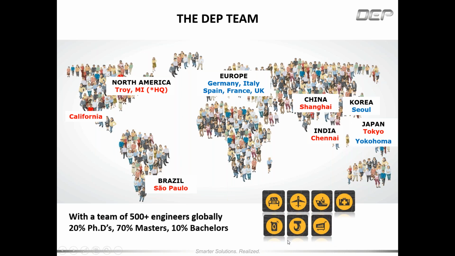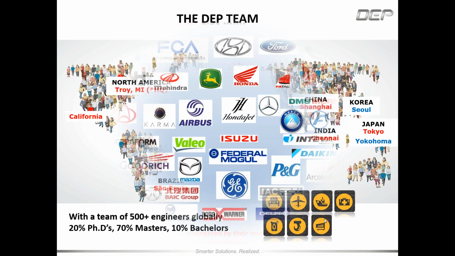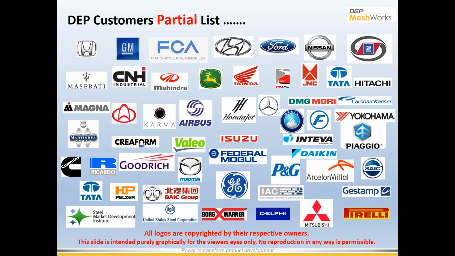So today we support customers in all the major industry portfolios, whether it's automotive, aerospace, heavy equipment, oil and gas, etc. A brief or a partial list, I should say, of all the customers that we work with on a daily basis. So all major OEMs, tier one suppliers, etc., spread across all the industry verticals is whom we support with our Meshworks platform.